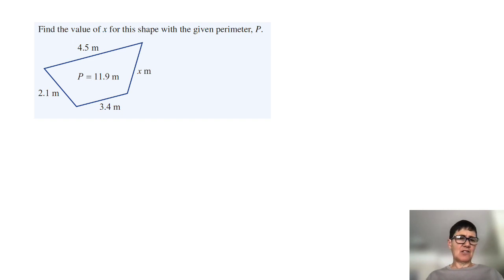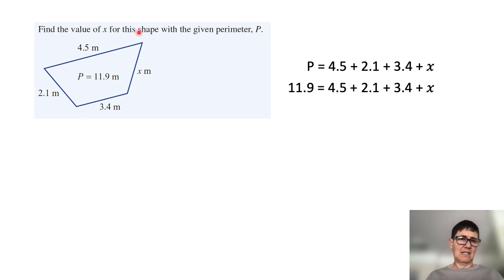This example is straight out of your textbook. Again, we've been given a perimeter and a side we have to find. So I've written down 4.5 plus 2.1 plus 3.4 plus x. And I know it equals 11.9, so I've put in 11.9. I'm going to collect these numbers, simplify this side, add them all up. And they all add up to a nice number of 10.